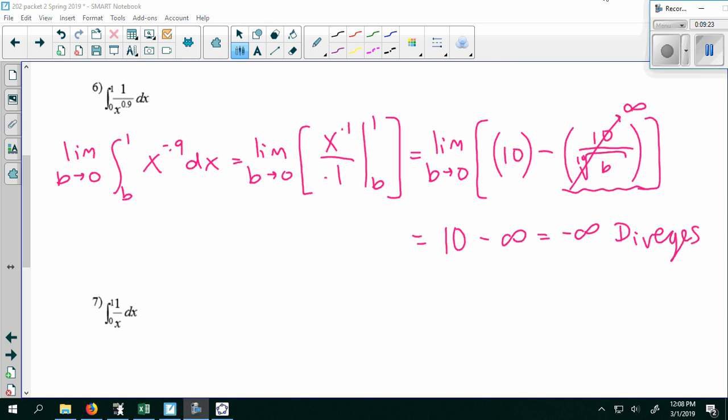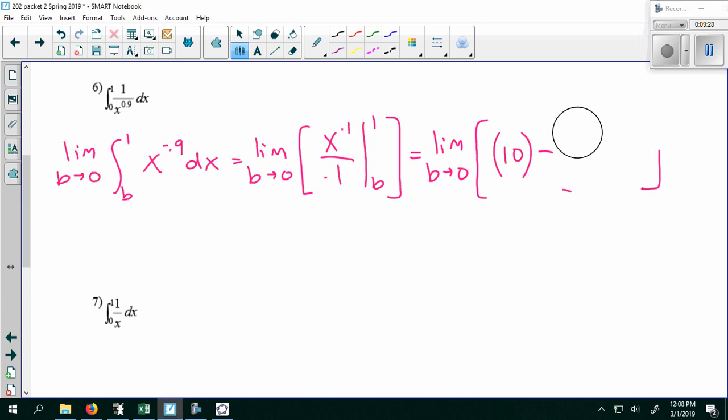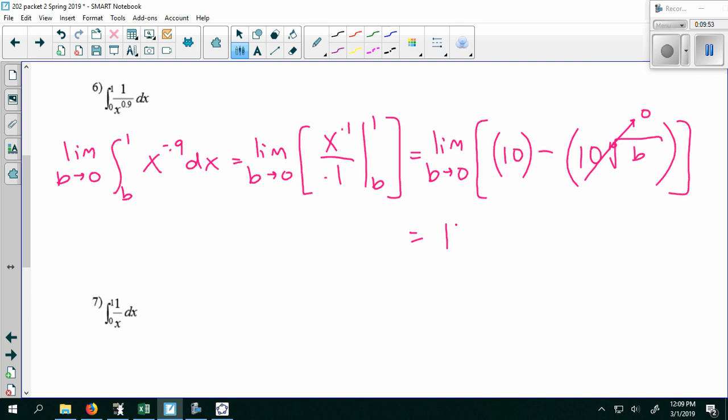Okay, yeah, that was wrong. I messed up when I was plugging in the b. When you plug in the 1, that was right. 1 to the 0.1 is 1, divided by 0.1 is 10. And now when I plug in a b, I get b to the 0.1 divided by 0.1. So this is 10 times the 10th root of b. And then as b goes to 0, this whole term goes to 0. So this becomes 10. So this converges.